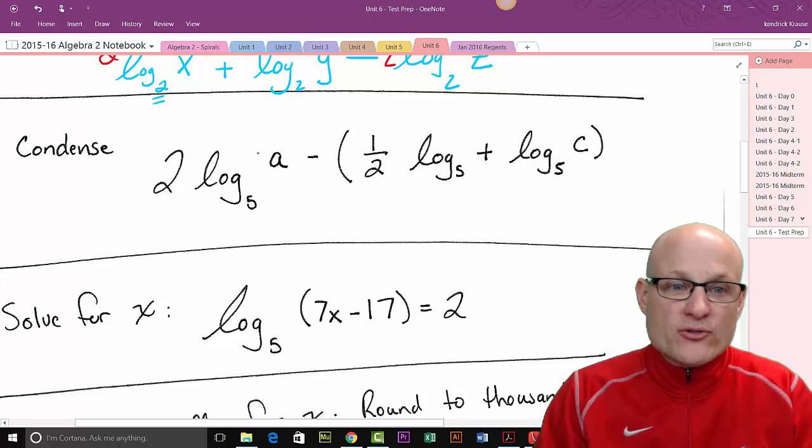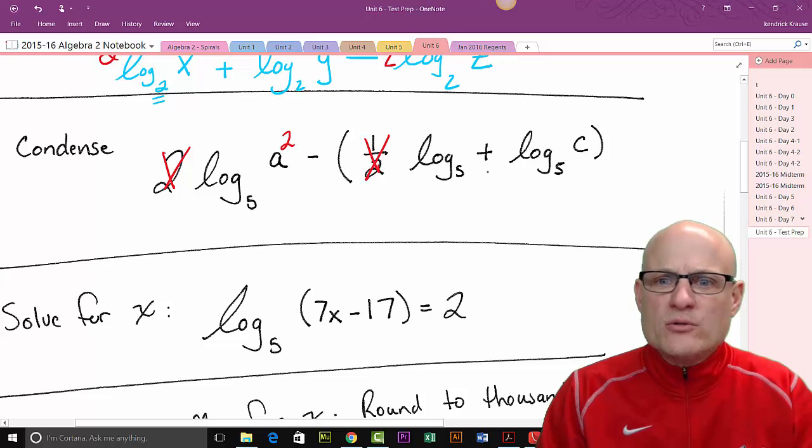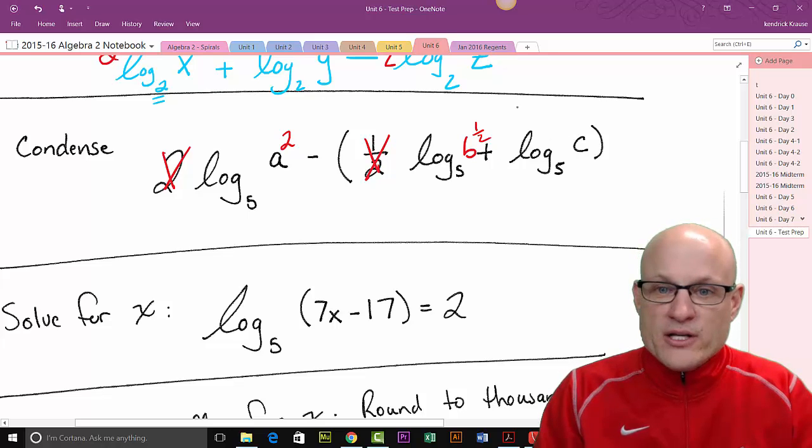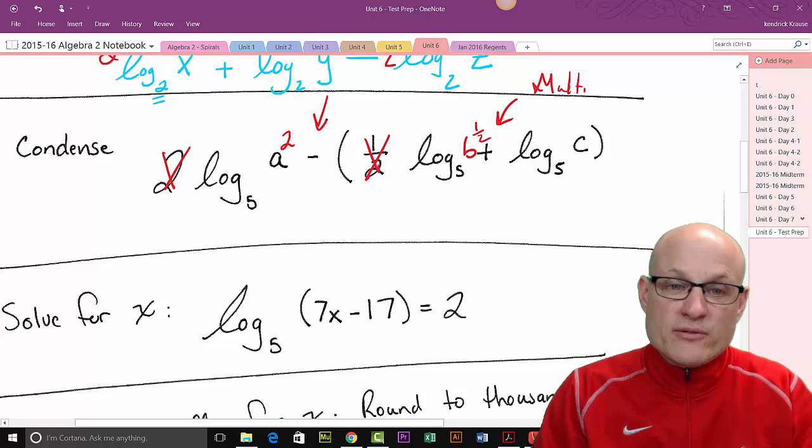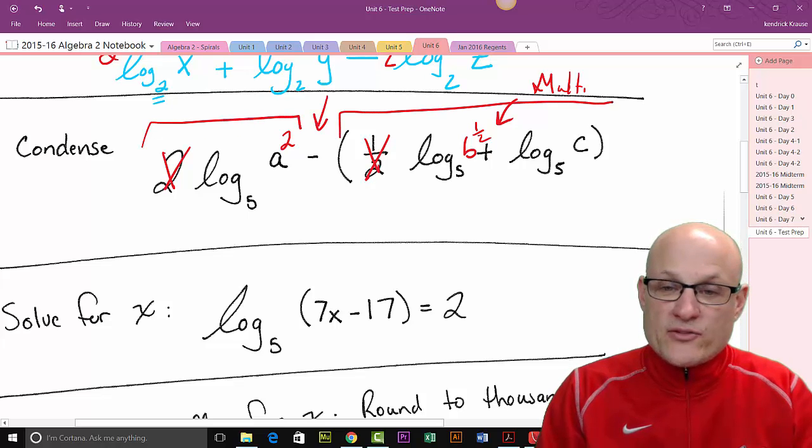Now, first things first, return exponents. Now, if I return that one, whoa, there should be a b here. Sorry, I didn't write it down. I return that one, that 1/2 goes here, and this one doesn't have an exponent. So in between here is going to be multiplication. And in between here is going to be division. So it's going to be this thing divided by this thing.